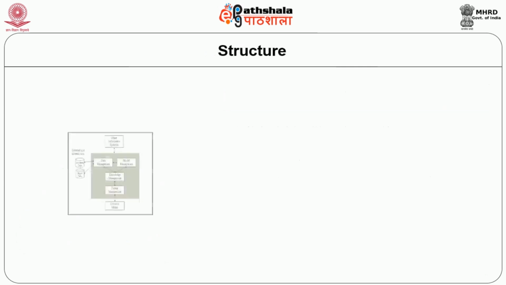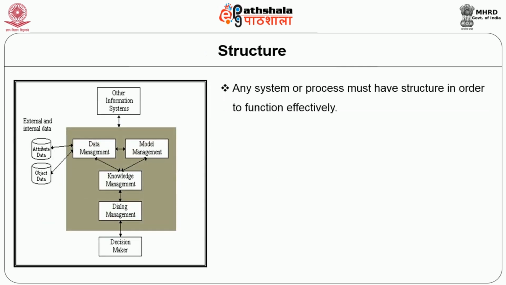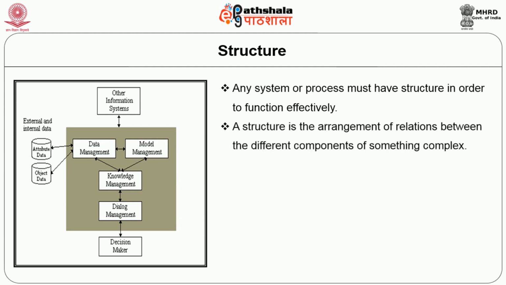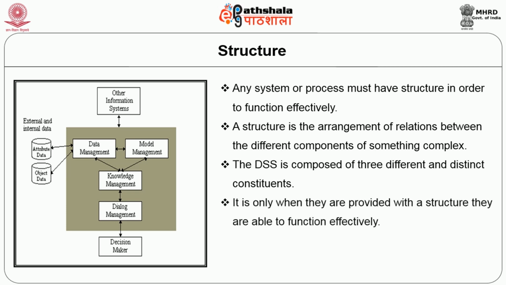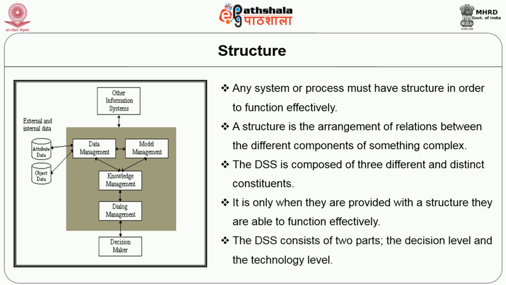Now the structure of the DSS. Any system or process must have a structure in order to function effectively. A structure is the arrangement of relationships between the different components of something complex. The DSS is composed of 3 different and distinct constituents. It is only when they are provided with a structure that they are able to function effectively. A DSS consists of 2 parts, the decision level and the technology level.